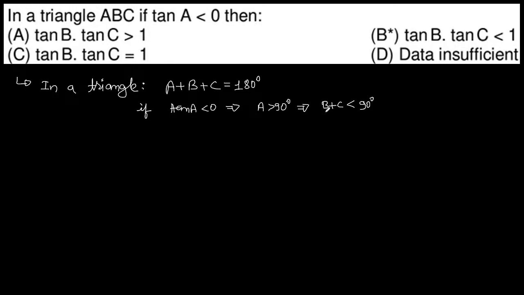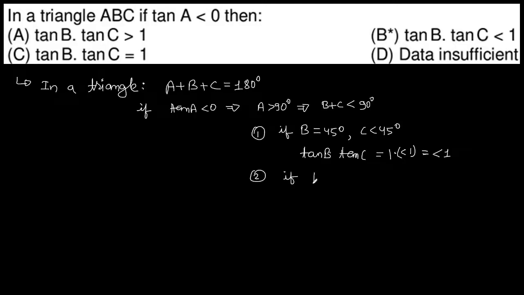So if one of the angles is 45 degrees, the other one is less than 45. So tan B into tan C will be less than 1. If B is 45 degrees, C is less than 45 degrees. So tan B into tan C: tan 45 is 1, and 1 into something less than 1 is less than 1. Yes, case 1.